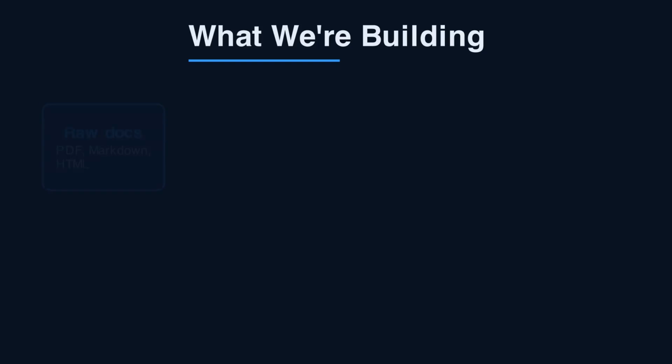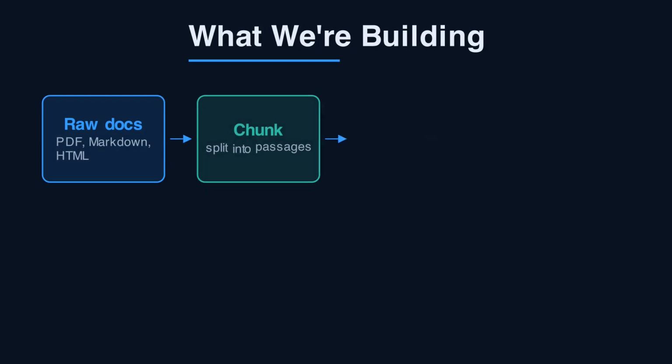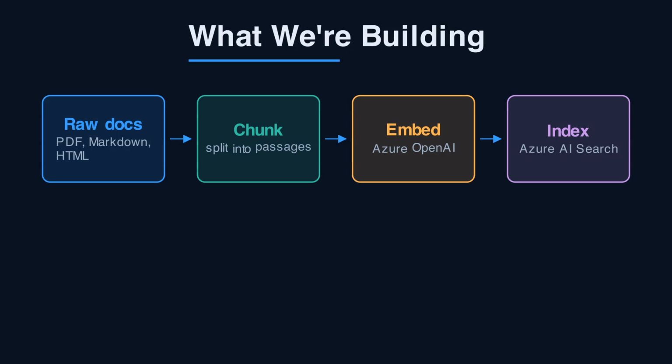In the next 5 minutes, we're going to build a document ingestion pipeline end to end. Take raw documents, split them into chunks, turn each chunk into a vector with Azure OpenAI, and push everything into Azure AI Search so you can run semantic and vector queries. This is the indexing half of a retrieval-augmented generation system, and it's the part people get wrong.